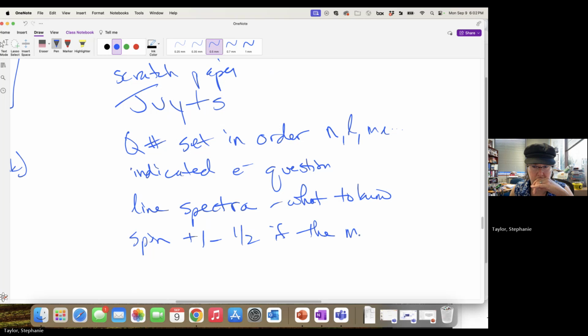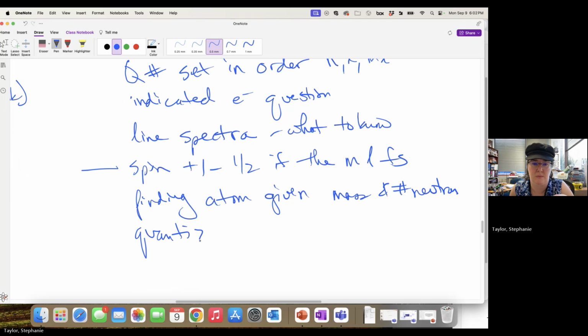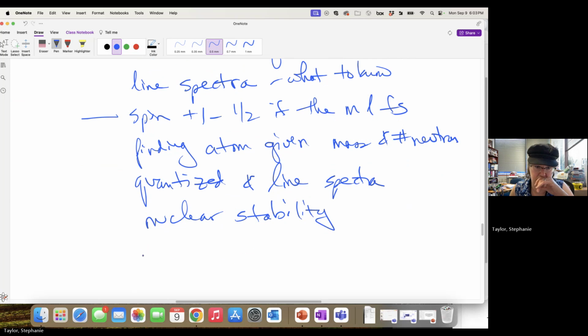Could you go through finding the atom given its mass and number of neutrons? Wait, say that one more time. Could you go over finding the atom given its mass and number of neutrons? And can you go over the definition of quantized and line spectra? Do we have to know nuclear stability, like calculating the density of a nucleus, etc.? And did you already explain threshold frequency and intensity? I did not do that. Okay. And I believe that's it for now.